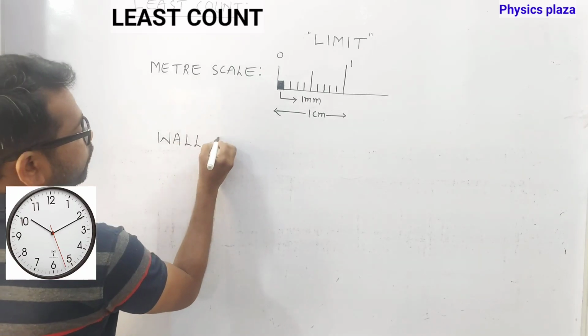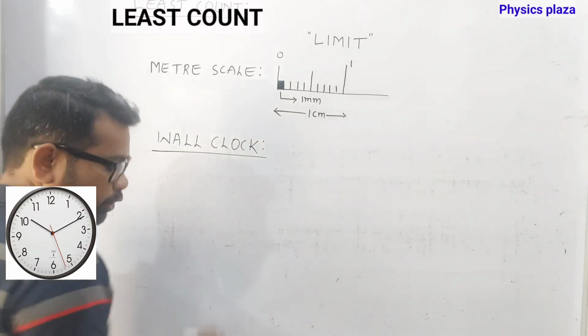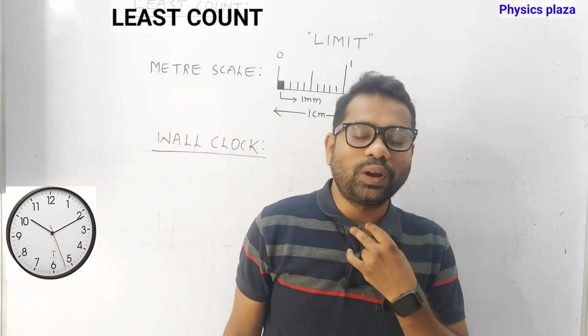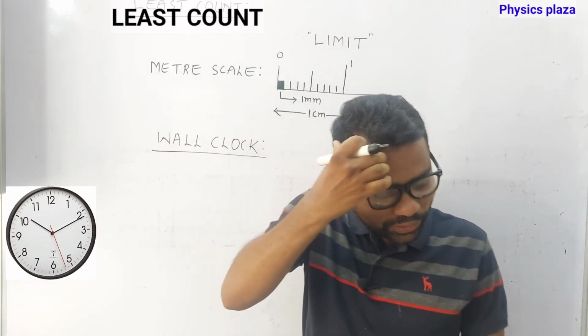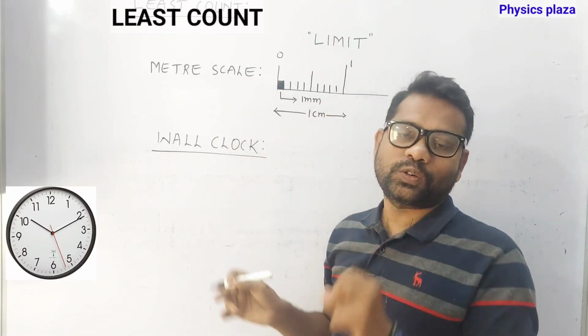Normal, I am telling you, a normal wall clock. I am not talking about the digital one, because the moment I say this, you may think about a digital watch. But here I am taking an actual wall clock, children.